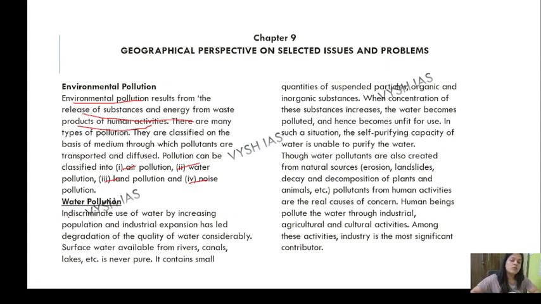When we talk about water pollution, we know that we are using and wasting water like anything. The release of chemical substances into the water from factories and industries is the major source of water pollution. I need not waste your time explaining more about these topics; we'll be quickly covering this chapter. The degradation of the quality of water is going very high, so quality is getting low. It contains small quantities of suspended particles.